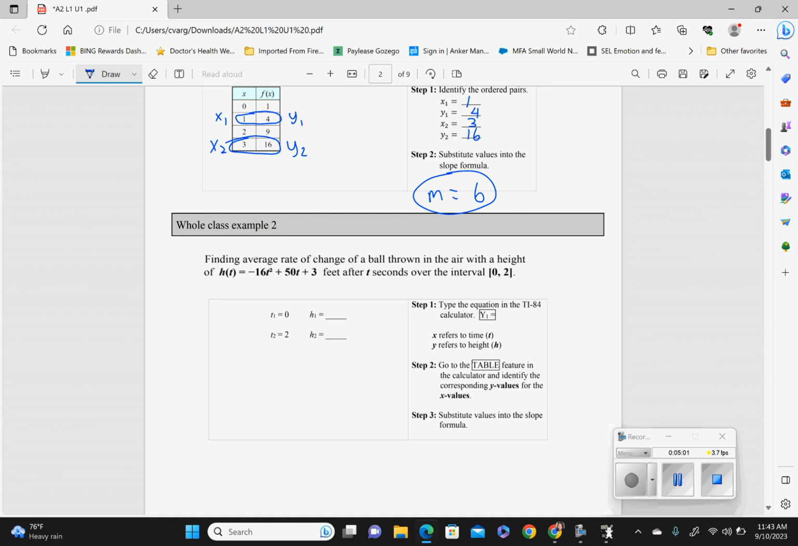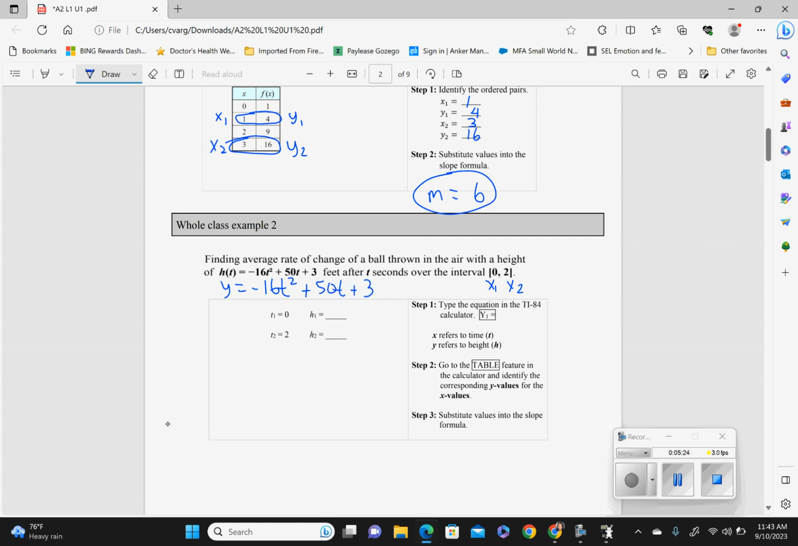So now what do you do if we just have our x's? So here's our x1 and our x2. But what do we do if we don't have our y's, right? So we need to remember that h of t is the same thing as y equals, and we have our function, which is negative 16t squared plus 50t plus 3.